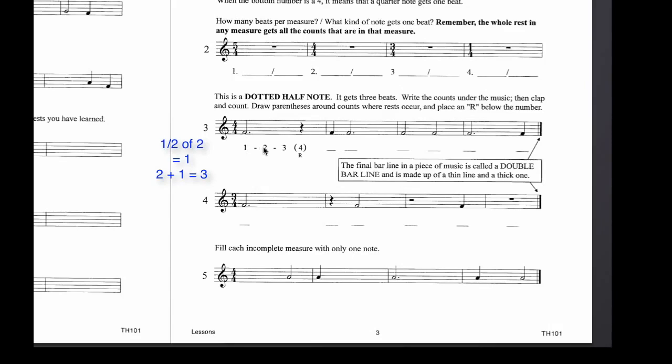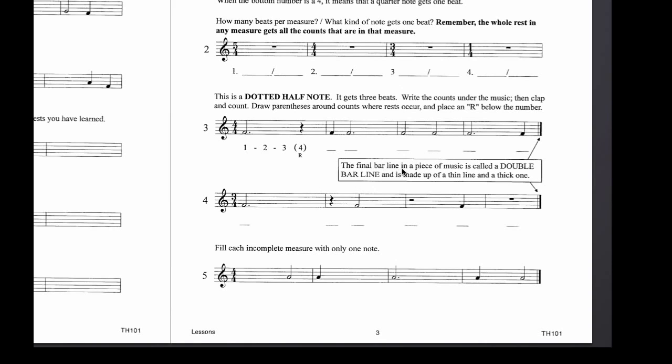So we say 1-2-3. We have a quarter rest on beat 4. Whenever you have a rest, please remember to put it in parentheses and write the letter R underneath it. This will remind us not to sing or play. This will be 1-2-3-4. This is 3 beats. It starts on beat 2, so it uses beat 2, 3, and 4. This is 1-2, 3-4. See if you can do this measure yourself.